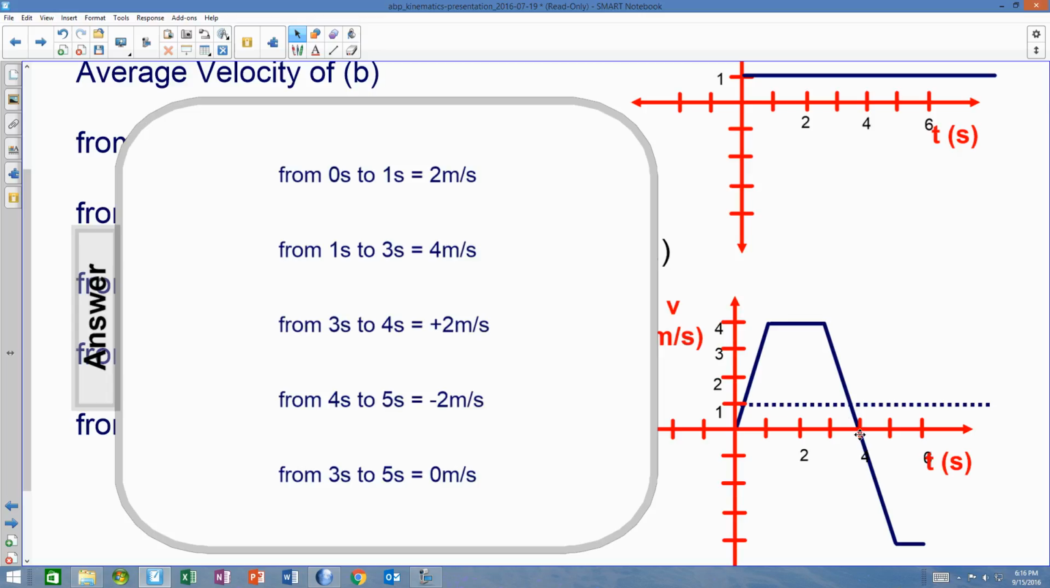Okay, so from 3 to 5 seconds, from here to here, we're going from 4 to negative 4. So what's 4 plus negative 4? 0. 0 divided by 2 is 0 meters per second.